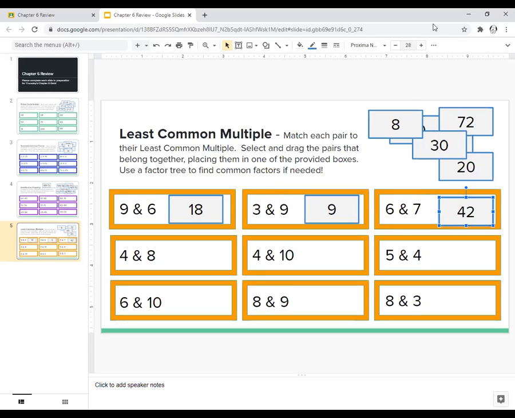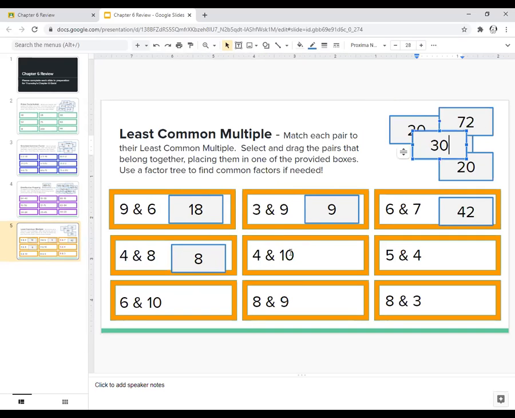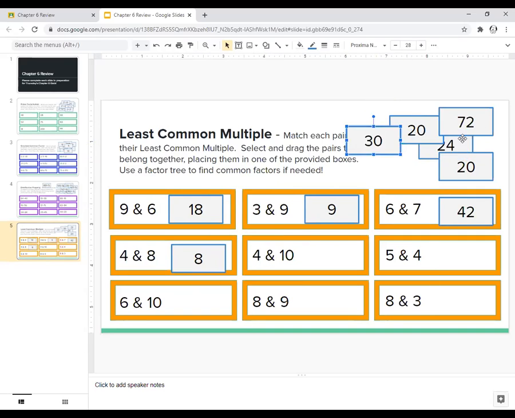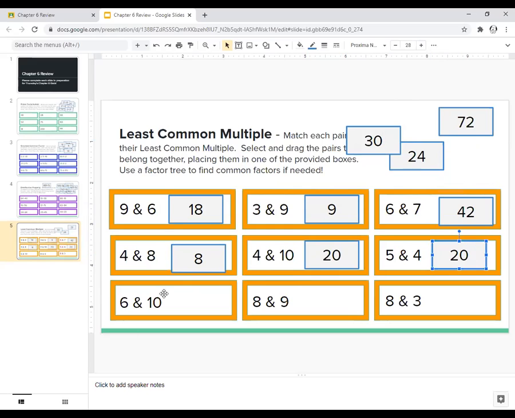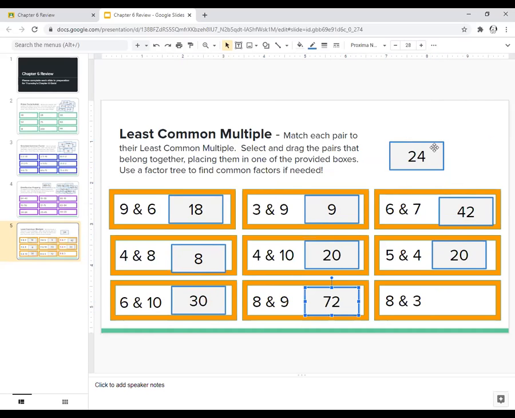How about between 4 and 8? When's the first time they meet? 8. How about between 4 and 10? I don't have a 40 here. It's 20 is the first time they meet. How about between 5 and 4? How about between 6 and 10? How about between 8 and 9? They don't share any factors, so it's going to be at their meeting. Yep. Very good.